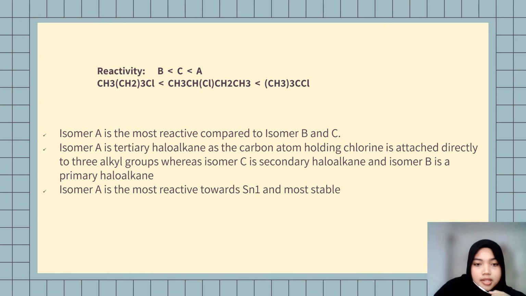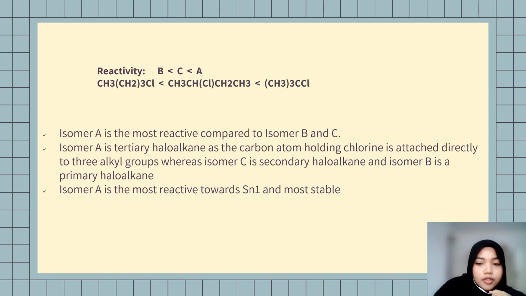Isomer A is the most reactive compared to isomer B and C, because isomer A is tertiary haloalkane, as the carbon atom holding chlorine is attached directly to 3 alkyl groups, whereas isomer C is secondary haloalkane and isomer B is a primary haloalkane. Thus, isomer A is the most reactive towards SN1 and is the most stable.